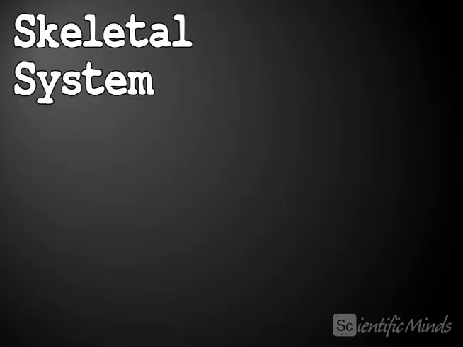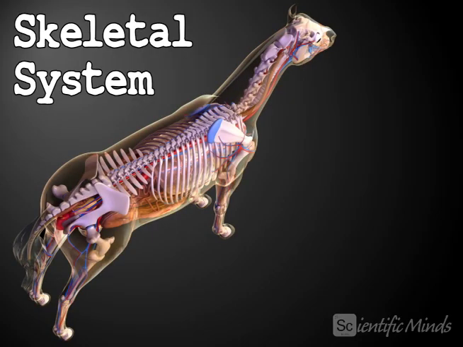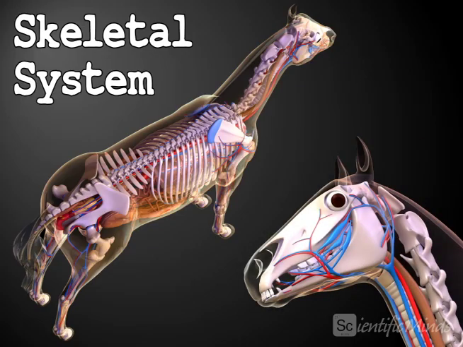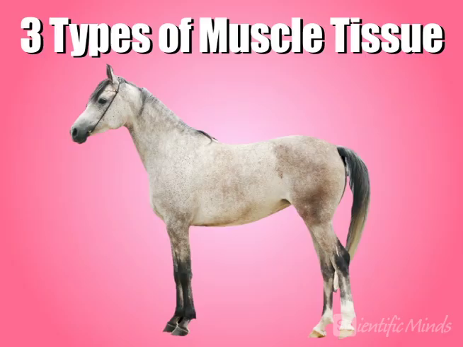The skeletal system is made up of bones and cartilage that support the body. The bones also protect internal organs, such as the brain and heart, contain marrow that produces blood cells, and store essential minerals. The muscular system is made up of 3 types of muscle tissue.